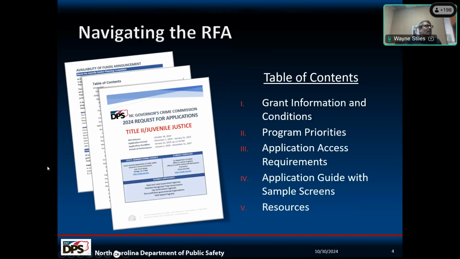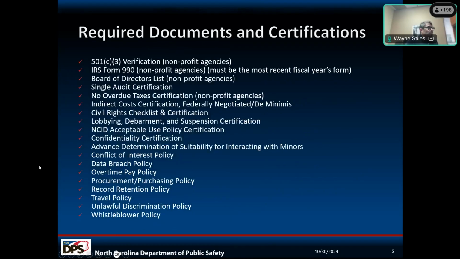And navigating the request for applications. There's a table of contents. Inside that is grant information and conditions, program priorities, application access requirements, an application guide with sample screens, and resources. And here are required documents and certifications. I'm not going to list them all. This is also in the RFA information, but this is something to expect to be able to turn in with your application. I'll just wait a few seconds for everyone to get a chance to look at it.